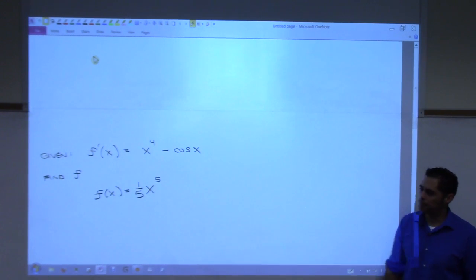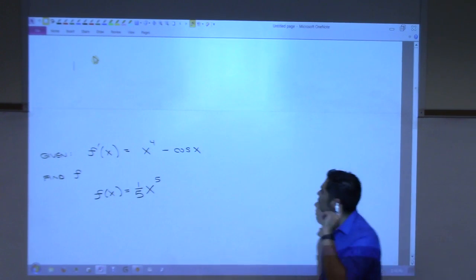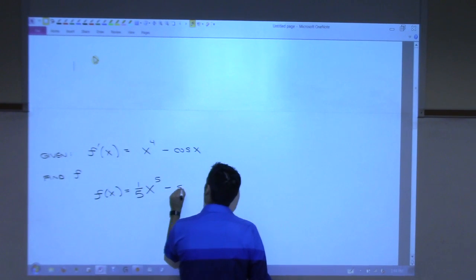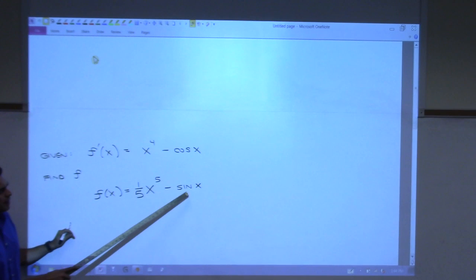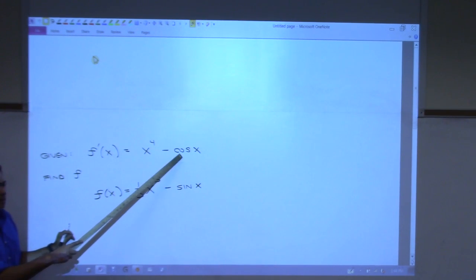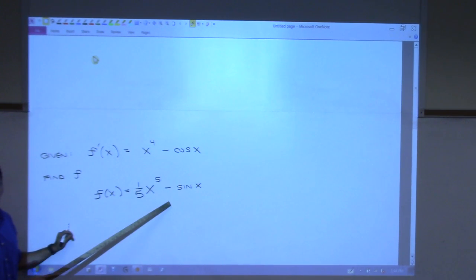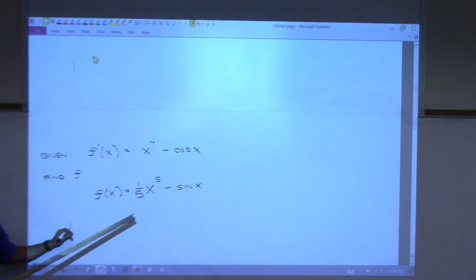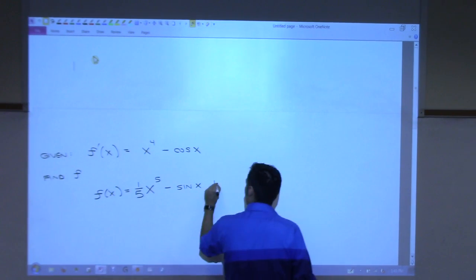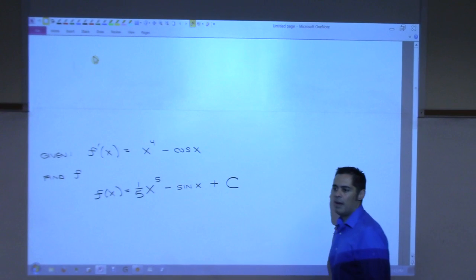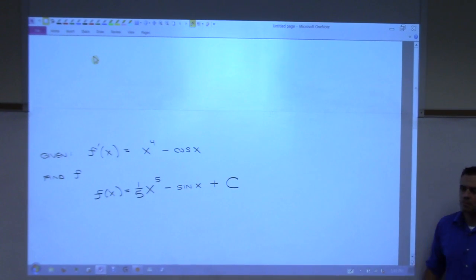Now what about this one? What's that? Minus sine x. Because again, the derivative of sine x is cosine x, right? The minus will just come along for the ride. So that should work, right? Plus I could have any constant attached to this thing. I could have slapped any constant on there, right? We understand?